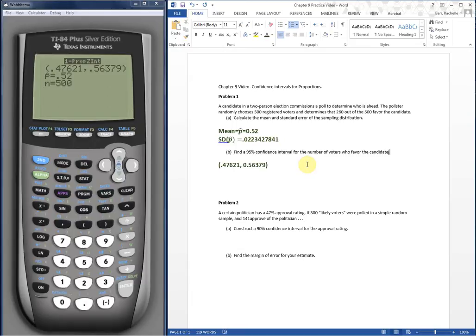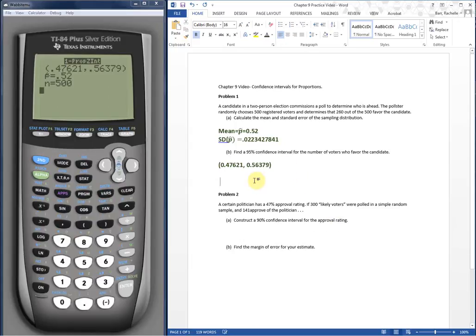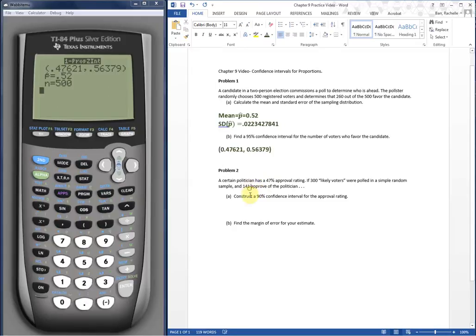Now I didn't ask for this in this question, but if you were to interpret this interval, you would say the entire population of registered voters, because that's what this would estimate, as long as your sample represents the population you're trying to represent, would be between 47.6% and 56% who favor the candidate. So as you look at this, you should be like, well, there is a chance he could lose because that's under half, depending on your voting rules. Alrighty, let's take a look at this next one.